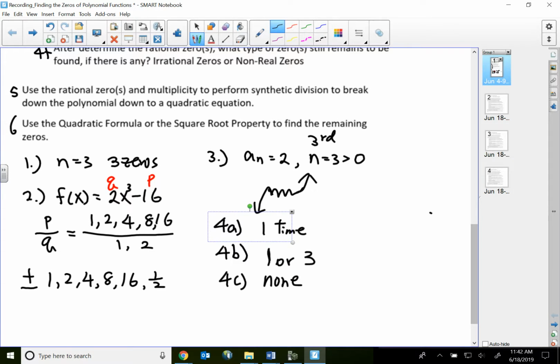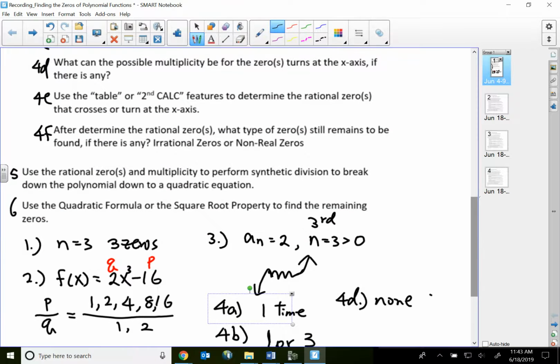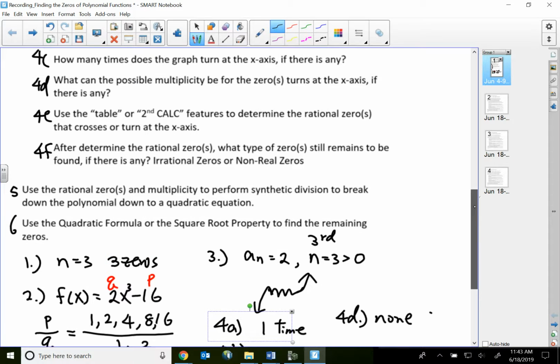So what can the multiplicity be? Can't have any multiplicity. It never turned, so that's none. So I'm sticking with my multiplicity 1 over 3 on that 1 zero I see. All right, now here we go.